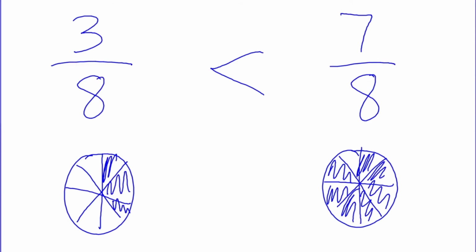Because I know that you know 3/8 is smaller than 7/8. Right? If I have a pie that's cut into 8 pieces and I give somebody 3 and I give a different person 7, obviously the person that I gave 7 to is going to have more pie. Right? Let's do a couple more practices.